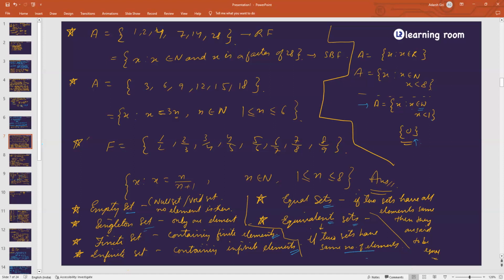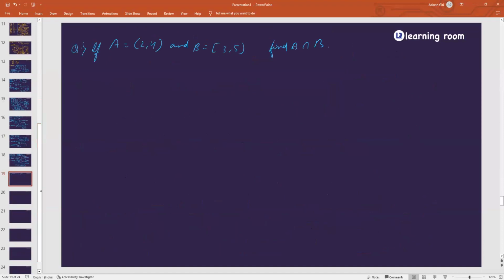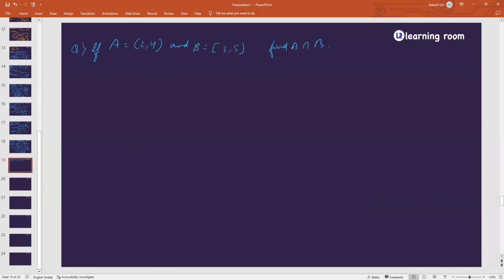Understood? Yes. Let us say set A has 1, 2, 3, 4 and set B has 4, 5, 6, 7. Both of them have four elements. They are not equal, but they are equivalent. Got it? Yes. So this was a little basics. We'll come back. Yeah, Vanna, tell me the answer.